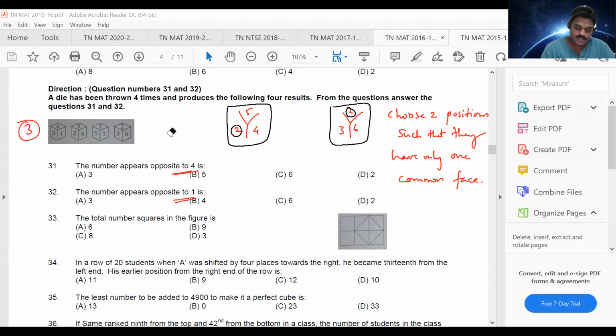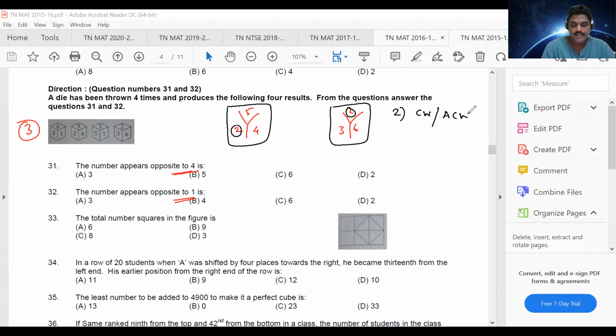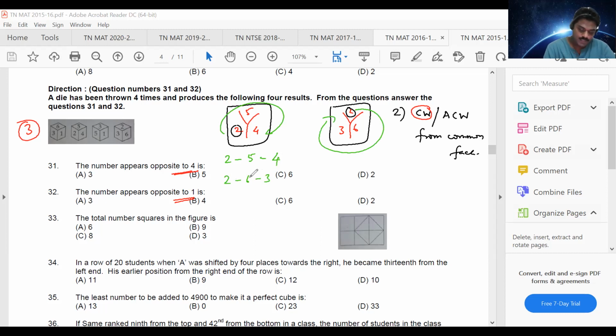Now this is the first step. You have chosen the common face. Now in the second step, you will choose your orientation, whether you are going to go clockwise or anti-clockwise from the common face. Here I am taking clockwise and I am going to rotate this cube. So my path would be 2, 5, 4, and here my path would be 2, 6, and 3. Quite naturally, 2 cannot be opposite to itself. So I would change 1, 2 into the missing value, that is nothing but 1.